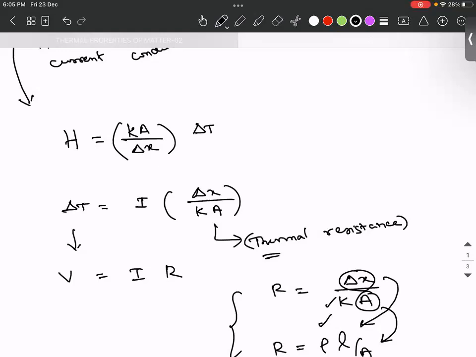Now find out what is the unit of K. What is going to be the SI unit of K? Find it out.